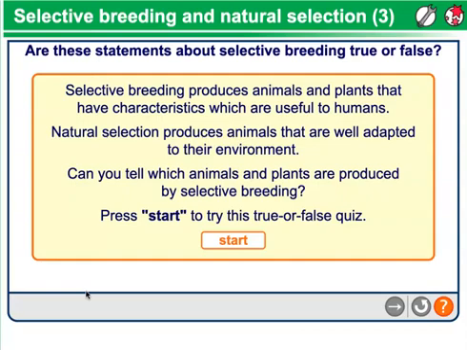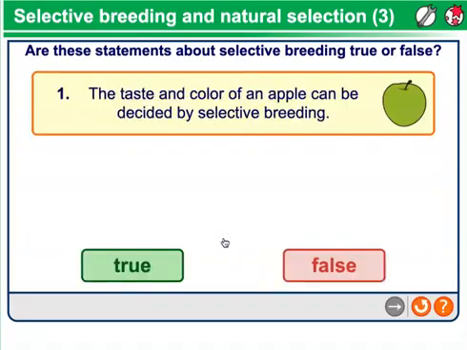So let's look deeper at the differences or similarities between selective breeding and natural selection. Selective breeding produces animals and plants that have characteristics which are useful to humans. Natural selection produces animals that are well adapted to their environment. Can you tell which animals and plants are produced by selective breeding? Are these statements about selective breeding true or false?